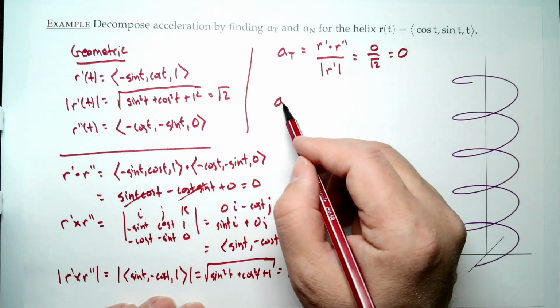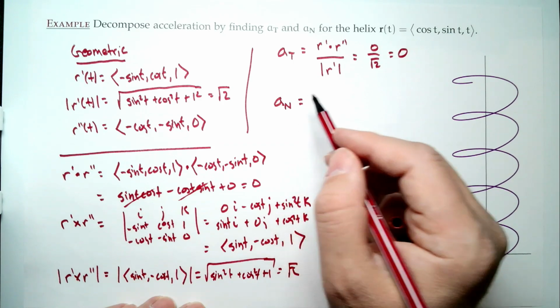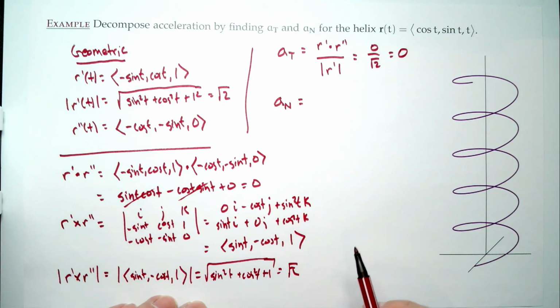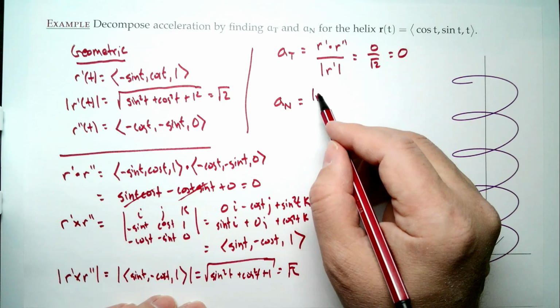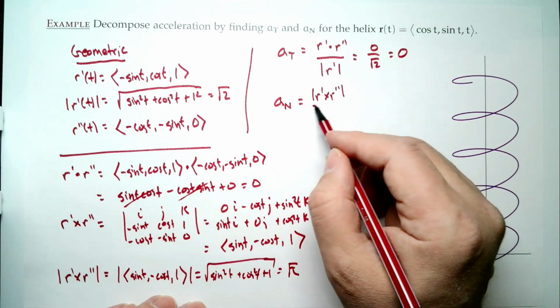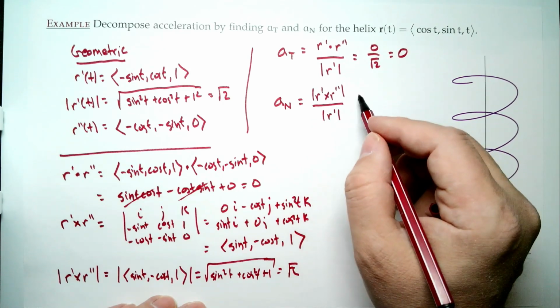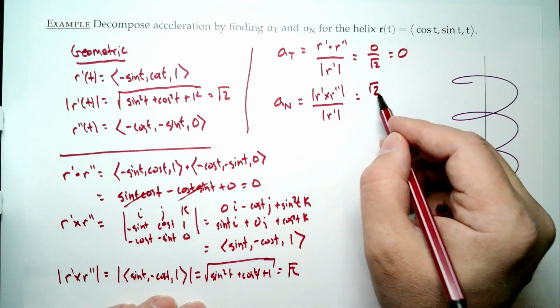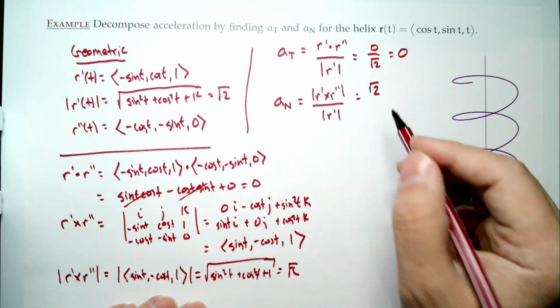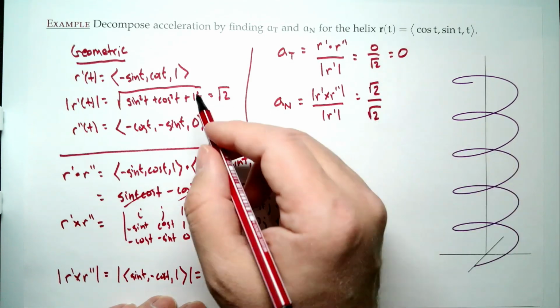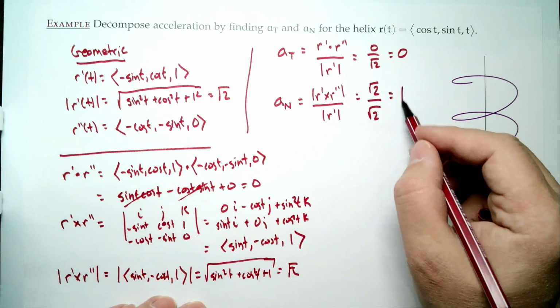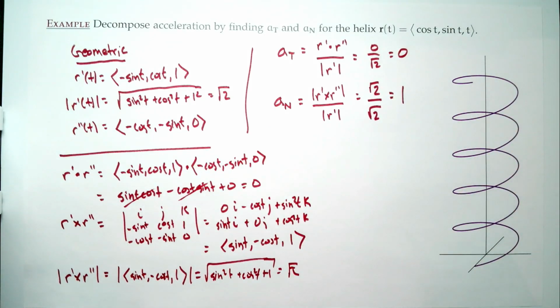And a sub n, well, that would be what? That's the magnitude of r prime cross r double prime over the magnitude of r prime. So that's the square root of 2, the magnitude of the cross product, over the square root of 2, the magnitude of r prime, which is 1. So that's the answer. A sub t is 0, a sub n is 1.